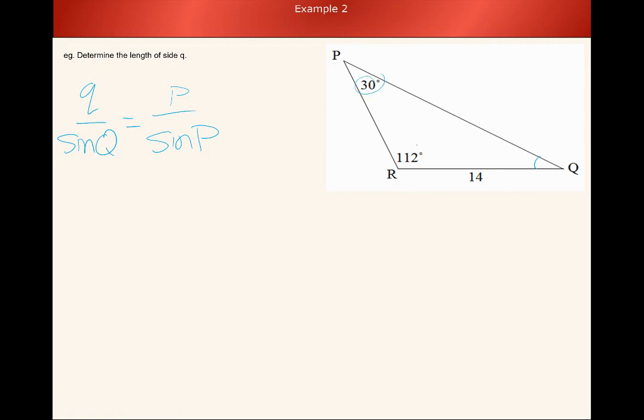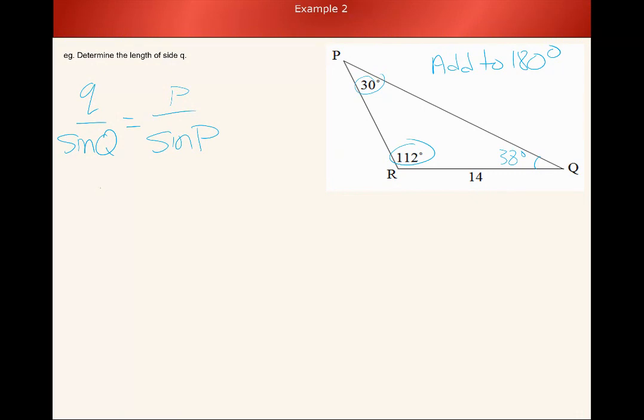Well, I've got 30 and I've got 112. All the angles in a triangle have to add to 180 degrees. So 30 plus 112 plus whatever angle Q is equals 180. So I'm going to type in 180 minus 112 minus 30, and that gives me 38 degrees right there. Now I'm ready to roll.